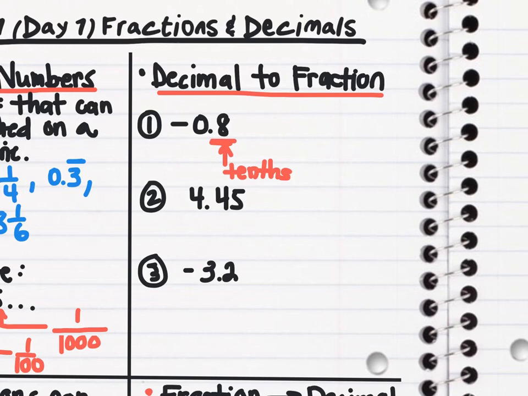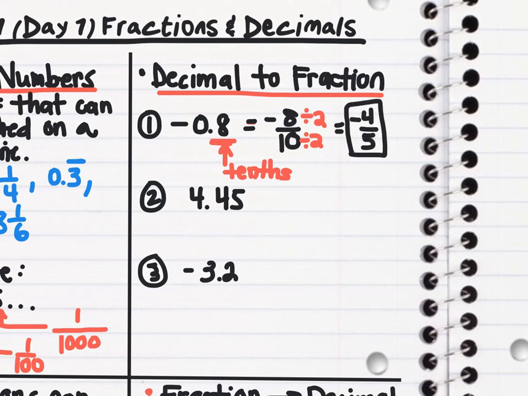So then to make this a fraction, what you do is you put the number, which in this case is 8. Okay, actually it's going to be -8. And since it's in the tenths place, you put it over 10. And then you simplify. So both of these numbers can be simplified by 2. So let's go ahead, divide them both by 2 and show your work. And then this is finally going to be simplified to -4/5. So -0.8 is -4/5.